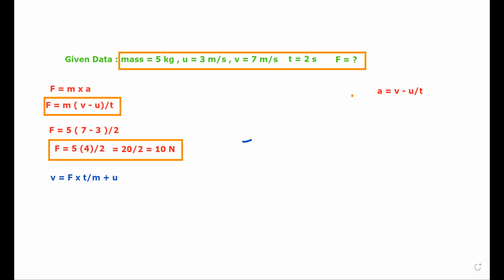Now substitute the values over here. So F we have found, that is 10 Newton, isn't it? Into the time, which is now 5 seconds. It's not 2 seconds because we are dealing with the second one. So 10 into 5 divided by, so mass is the same, that is 5 kg, right? So let me write 5, then plus u, the initial velocity is 3 meter per second. There is no change in the initial velocity, 3 meter per second, right?